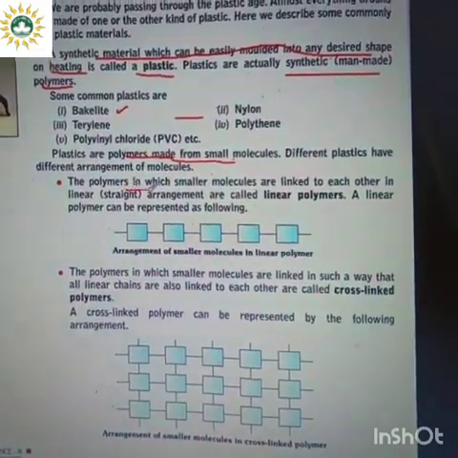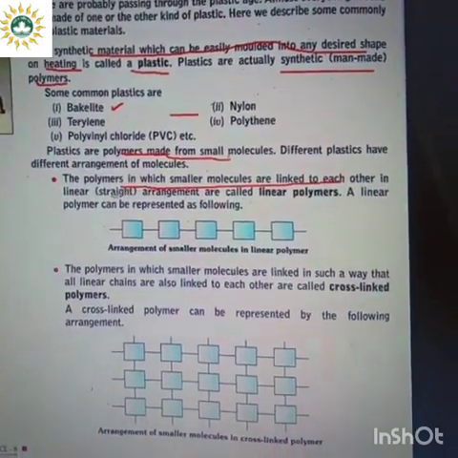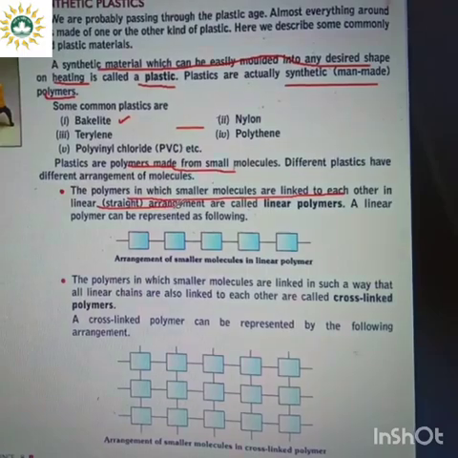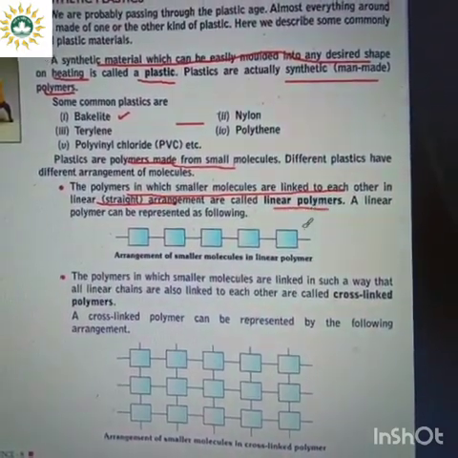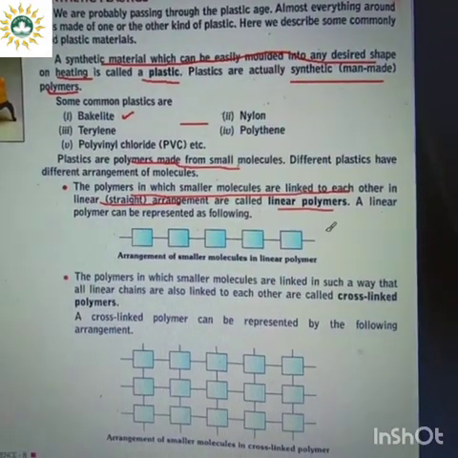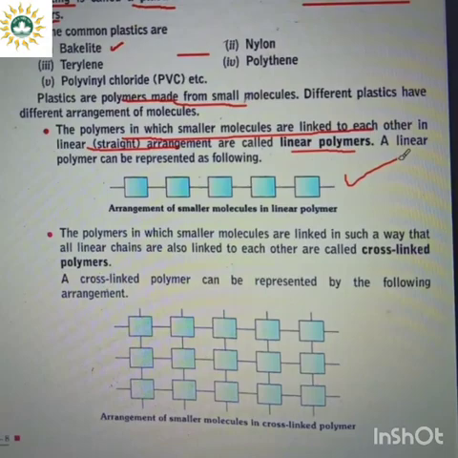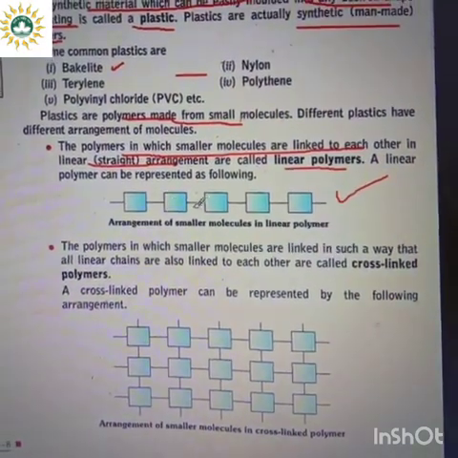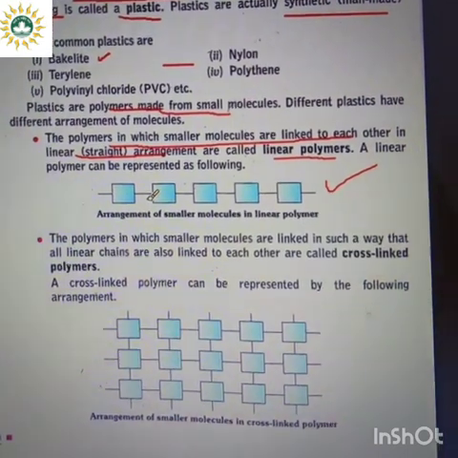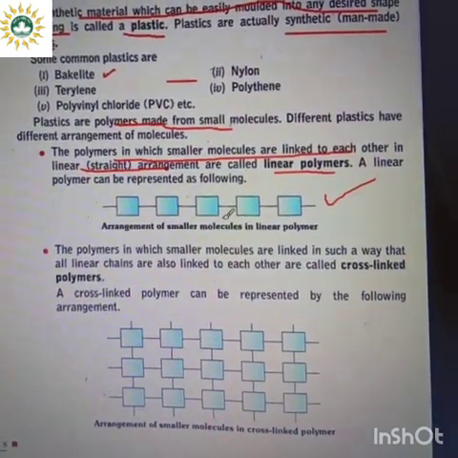First is the polymers in which smaller molecules are linked to each other in a linear, that is straight, arrangement, and they are called linear polymers. As you can see in this diagram, which is showing the arrangement of smaller molecules in a linear polymer, one molecule, two molecule, three molecule, these all are joined by a bond and they are forming a linear, that is straight chain, polymer.